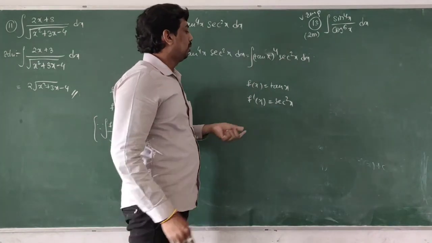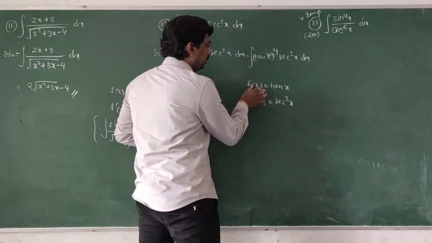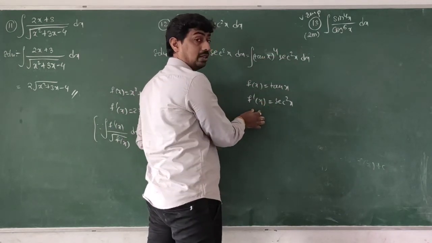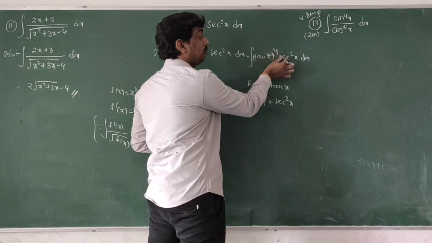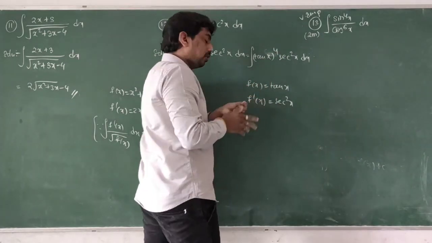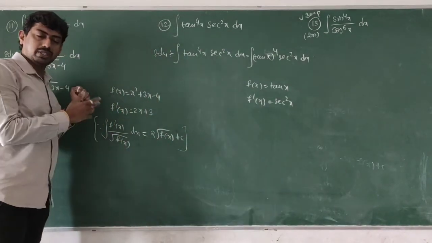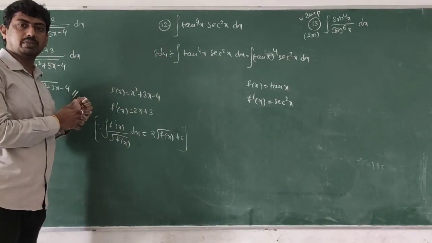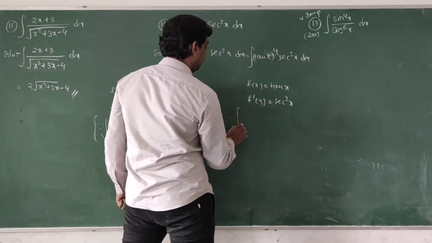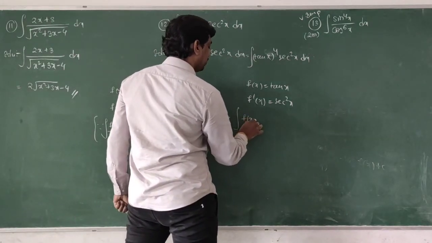So if you substitute that, f of x whole power 4 into secant square x, which is f dash x. So f of x whole power 4 into f dash x. That means it is in which form? Is it the form of integration of f dash x by f of x dx? No. But it is in the form like this: integration of f of x, right?